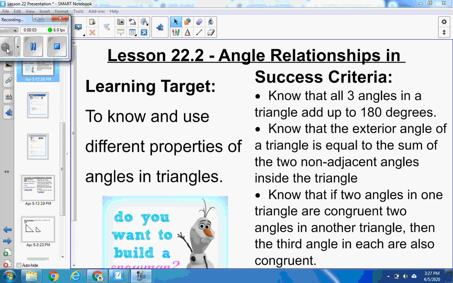Do you want to build a snowman or learn some more about triangles? Well, we're going to do the second thing.